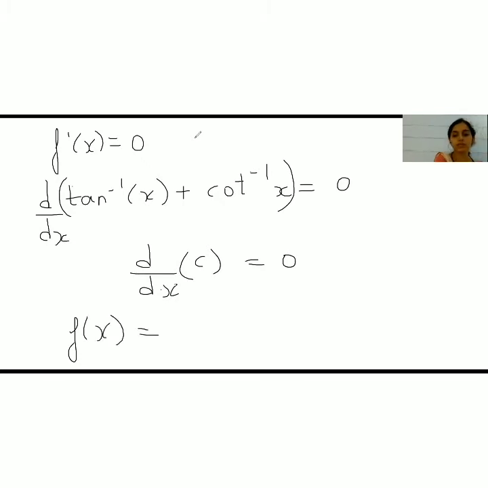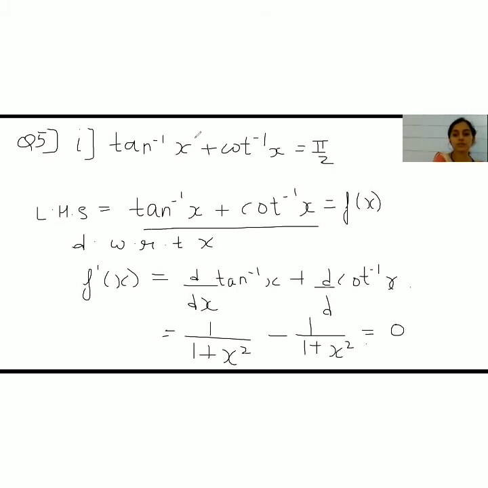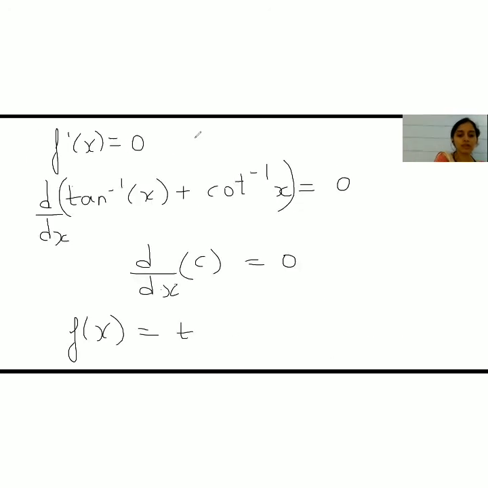What is f of x? F of x is tan inverse of x plus cot inverse of x. What is the answer to this? It is always going to be a constant value. Now we have to find out what this constant value is. For all values of x, whatever value I substitute in x, it will give me a constant value. How can we say that? Because derivative of this f of x is coming out to be 0. It means the final answer is always a constant number, right?